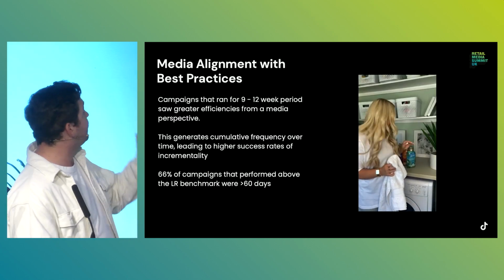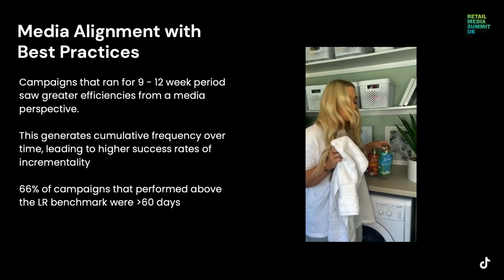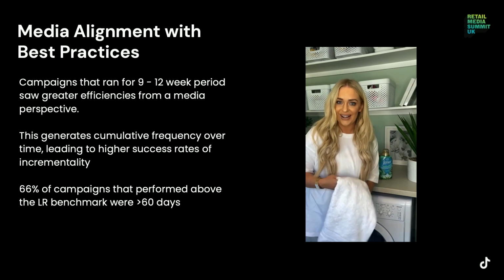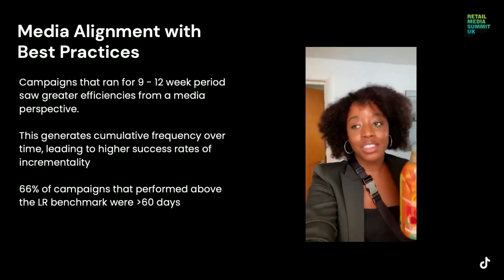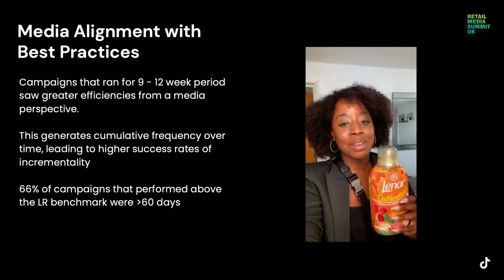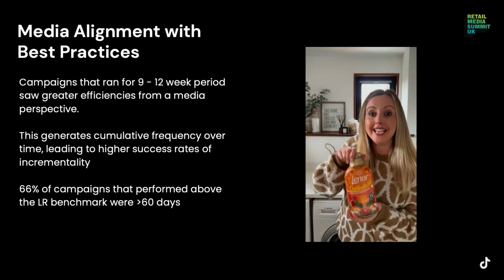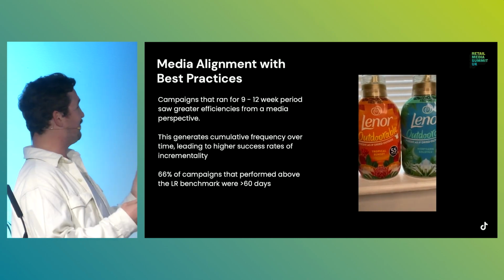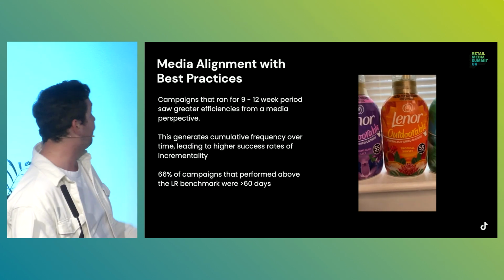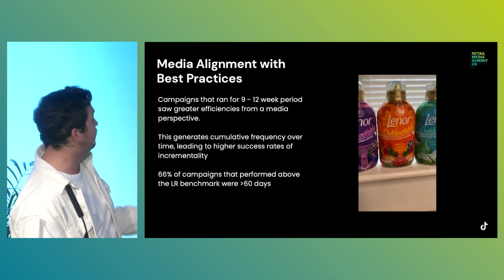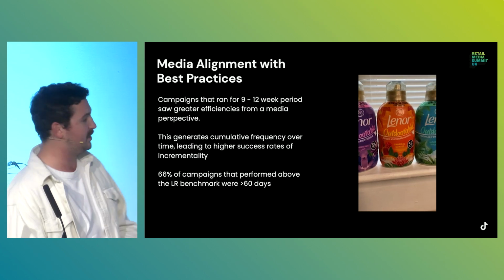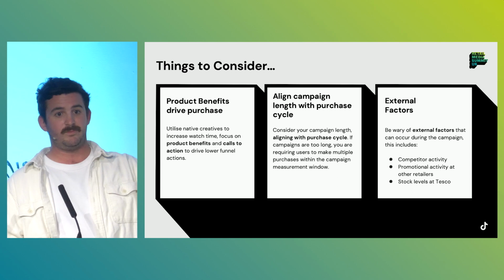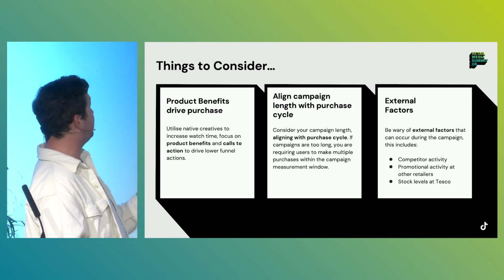And then finally is media alignment with best practices. So aligning your buying processes with your campaign processes as well. So we saw that campaigns that ran for a 9 to 12-week period saw greater efficiencies from a media perspective. And then, again, finally, there's this cumulative frequency aspect. Those who've worked with me beforehand, probably none of you in this room, but Naomi definitely has, know that I bang on about cumulative frequency quite a lot of the time. But it's backed up by that data point of 66% of campaigns that performed above the LiveRamp benchmark being above 60 days. And then these are the things to consider when utilizing measurement from that perspective on TikTok.